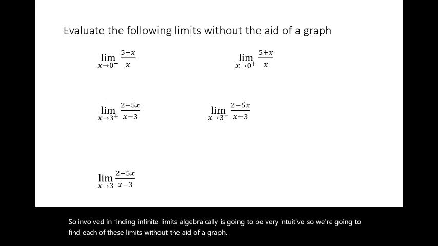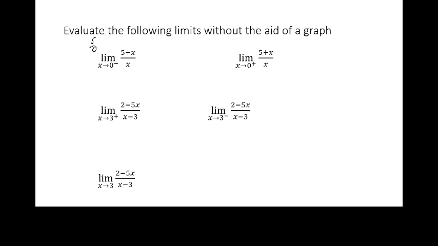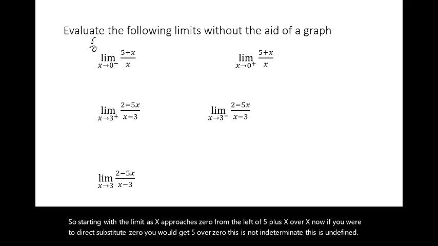Starting with the limit as x approaches 0 from the left of (5 plus x) over x. If you were to direct substitute 0, you would get 5 over 0. This is not indeterminate, this is undefined. Which means that this limit will come out to one of the infinities. The question is, which one? Now we're approaching 0 from the left. So on a number line, numbers to the left of 0 are negative numbers.